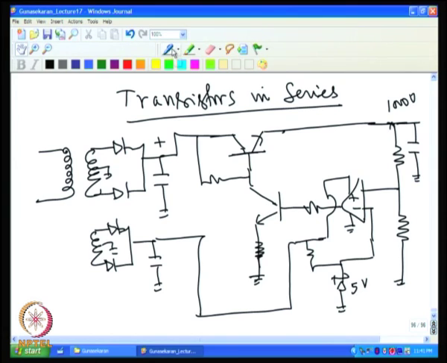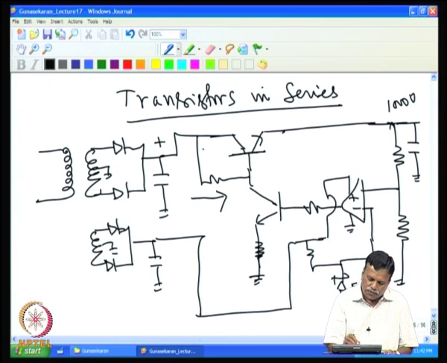Now, if we analyze how the circuit is working, this point is kept at 5 volt. So, obviously, this also has to be 5. So, if the output voltage goes higher, then this voltage also will go high. If this goes high, then this output voltage will go high. The increase in voltage makes this transistor conduct more. When this transistor conducts more, that current actually comes from here. So, more current will flow through this.